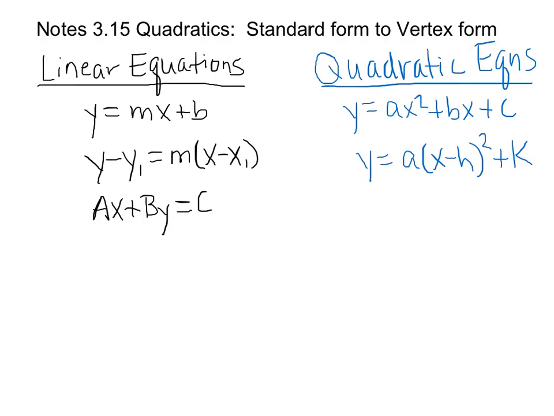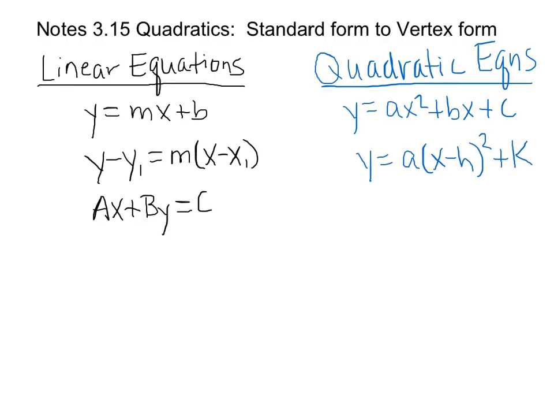Now we're looking at quadratic equations. We've just talked about the standard form for a quadratic, which is this one right here, y equals ax squared plus bx plus c. And then last night you watched a video on vertex form, which is this one right here, y equals a times (x minus h) quantity squared plus k.